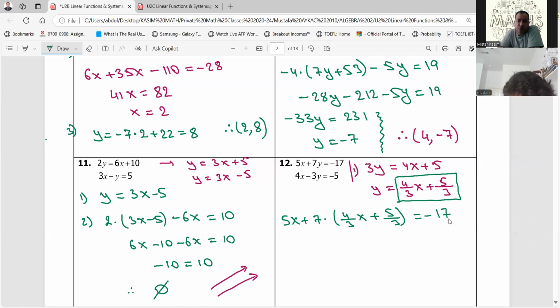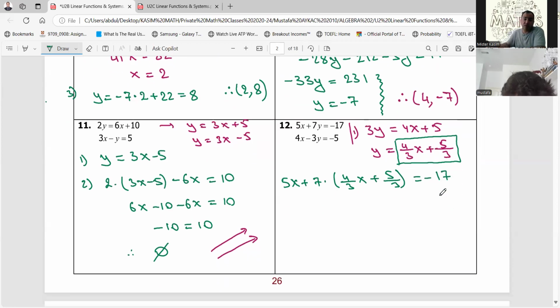Now we practiced such questions in Unit 1. If you practice a lot, you should be really fast because it's a very basic, simple equation, yet every time you're going to see this equation in math, linear equations. I'm going to distribute first. I have here 5x, 7 times 4 over 3, that is 28 over 3 x. 7 times 5 over 3, that is 35 over 3. On the right-hand side, we have -17.